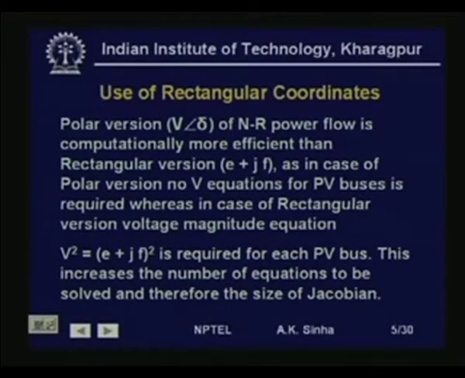Now, in the Newton-Raphson algorithm, we had developed the algorithm for the polar coordinate version, that is, we have used the polar coordinate version of voltage as voltage magnitude V and angle delta, because this has certain advantages. The polar version using V and delta of Newton-Raphson power flow is computationally more efficient than the rectangular version, which uses the voltage phasor as E plus jF, because in case of the polar version, the voltage equations for PV buses are not required, whereas in case of the rectangular version, the voltage magnitude equation V square is equal to E plus jF whole square is required for each PV bus.